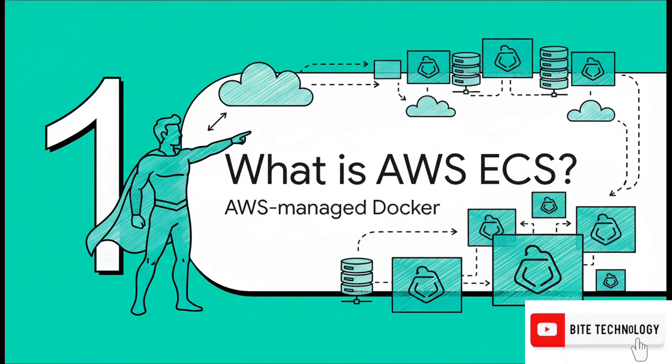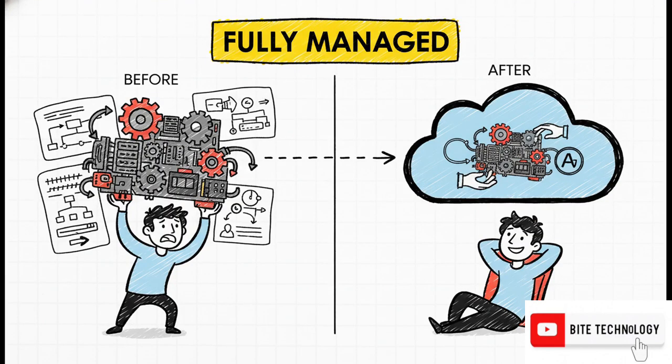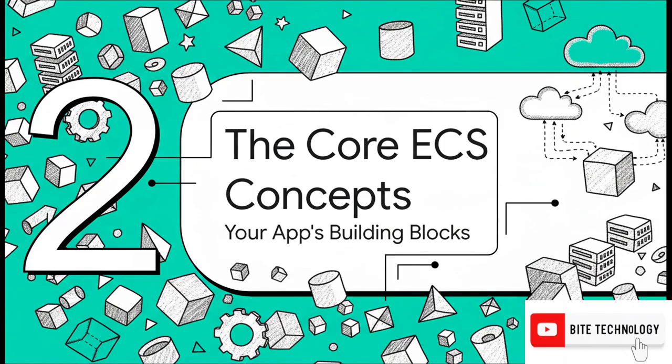Honestly, the subtitle on this slide says it all. It is literally AWS-managed Docker at scale. It's designed to lift all that heavy operational weight right off your shoulders. Now, the two most important words here are fully managed. What that really means is you don't have to install, operate, or scale your own container orchestration software. AWS handles all that complexity for you, so you get to focus on what you're actually good at, building your app.